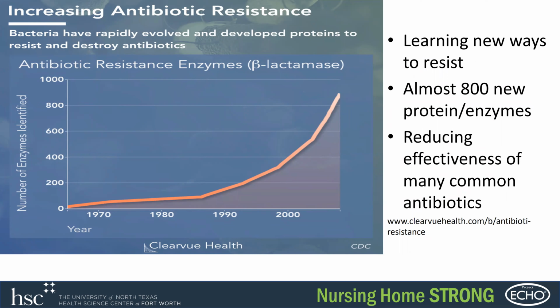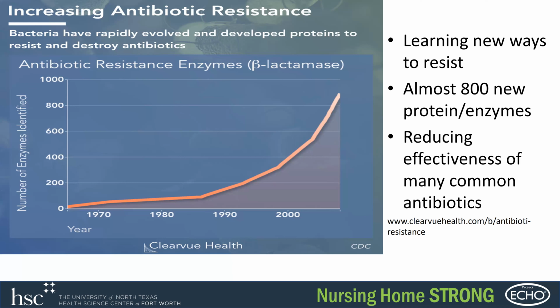Next slide, please. Increasing antibiotic resistance. So this is just a picture of an example of a very common issue. These are a number of enzymes in a cell that are beta lactamases. Now, these are enzymes the bacteria can produce to break down some of our most popular antibiotics. We're talking about penicillins, cephalosporins, vancomycins.